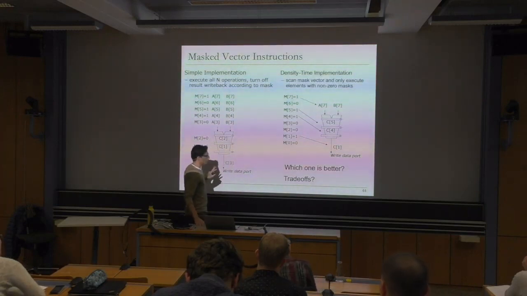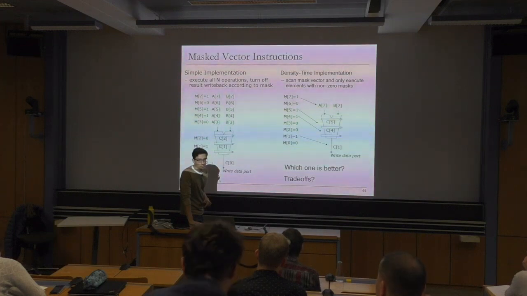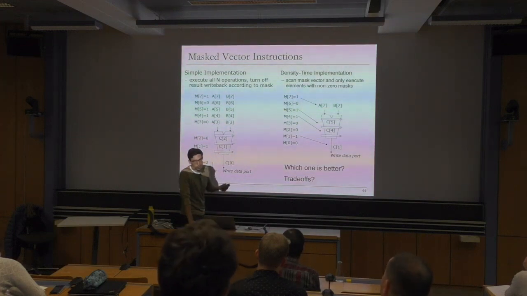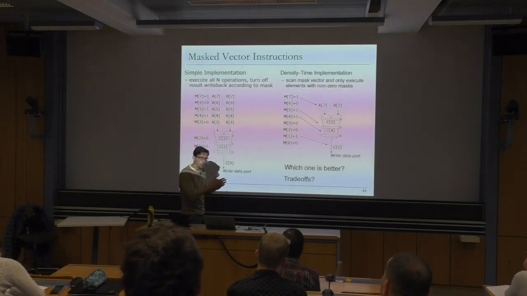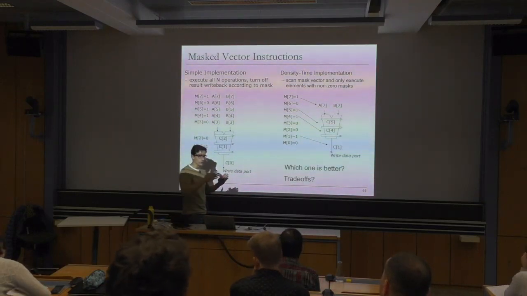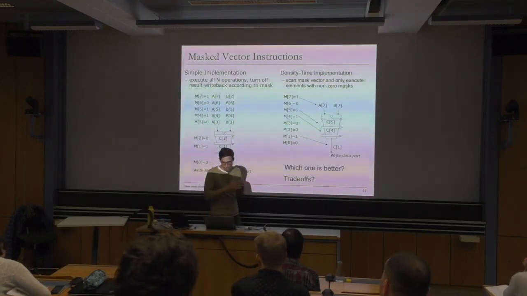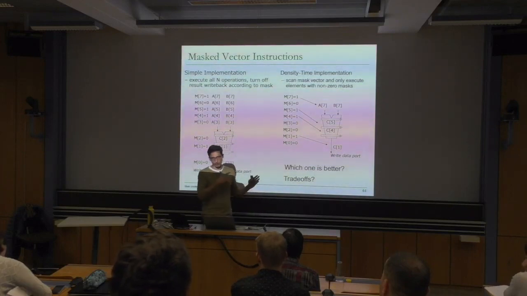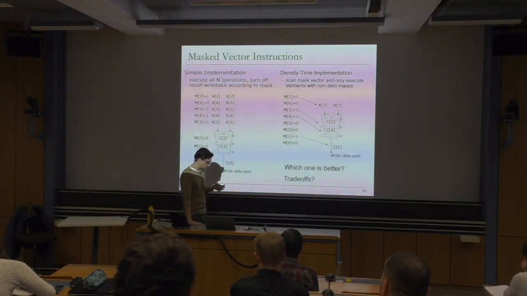Something similar to this is what current GPUs do to be able to execute irregular computations, when we don't have the same operation on all the elements of the vector.